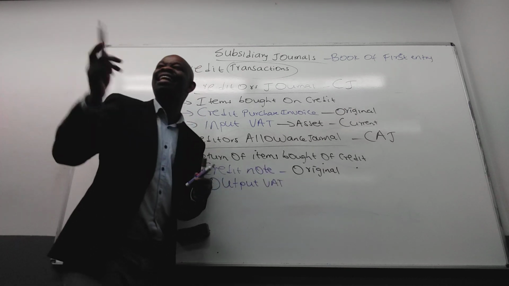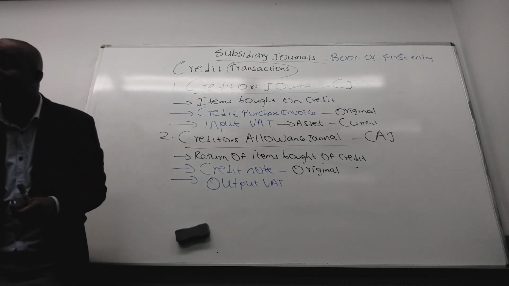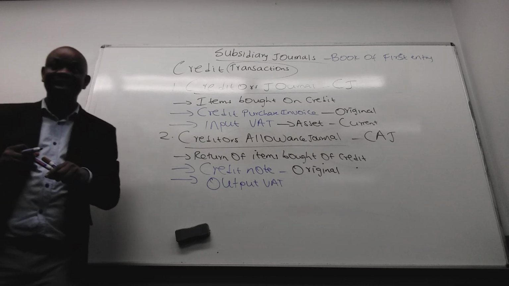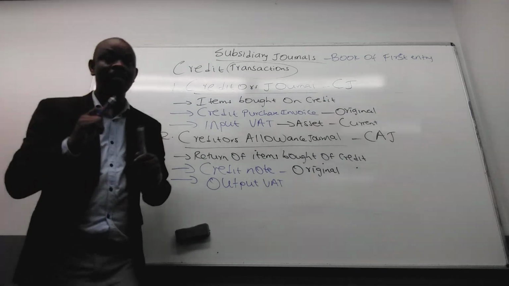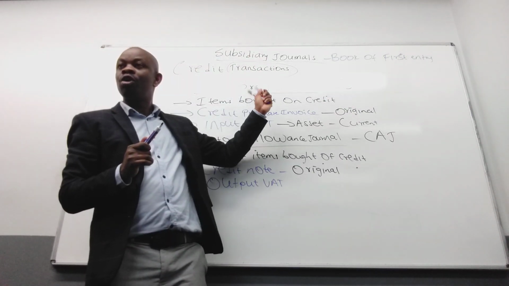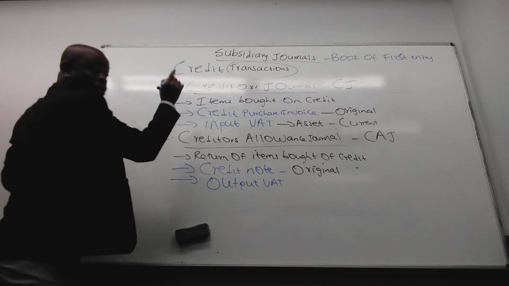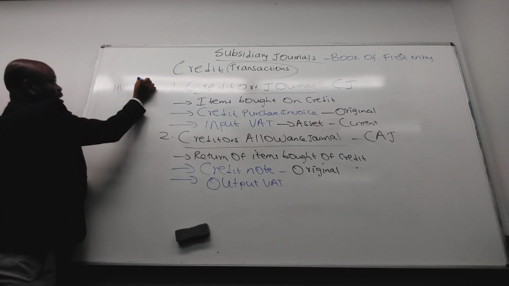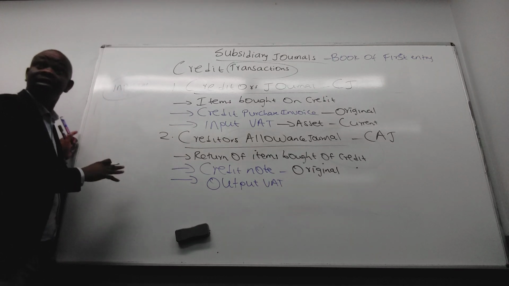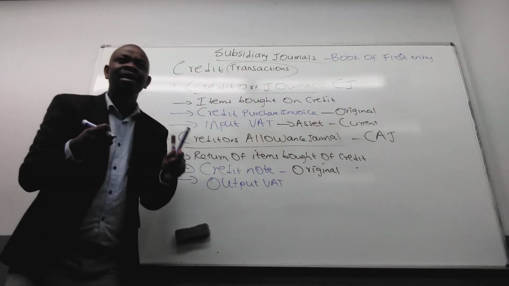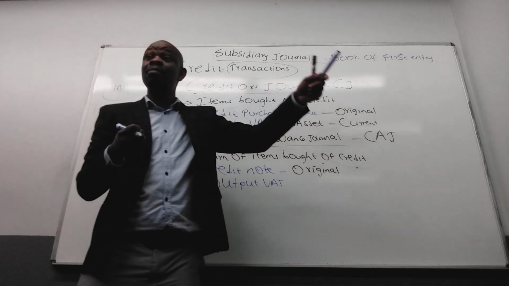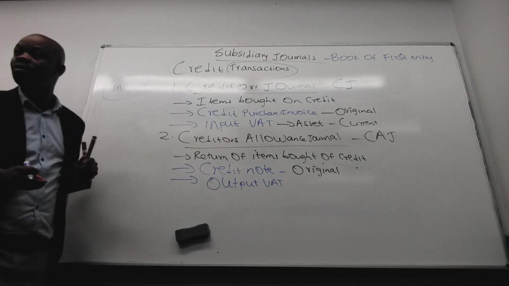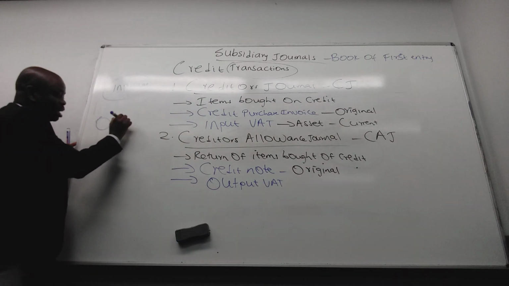Guys, understand this one. It's just a reversal of input. So why is it output now? Because you can't claim it. Okay. This one is a special case. Can I explain to you now? So when we bought before, they charge us what? Input. And this is claimable from SARS. We are waiting to claim it. But we returned some of the goods back to them, meaning the VAT on that cannot be claimed anymore. Why do we call it output now?